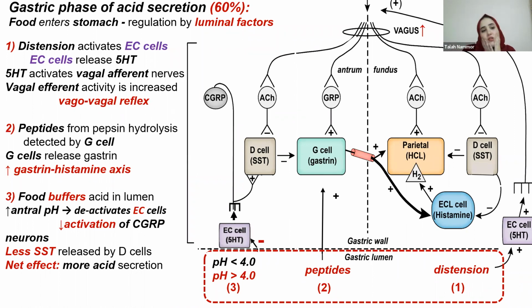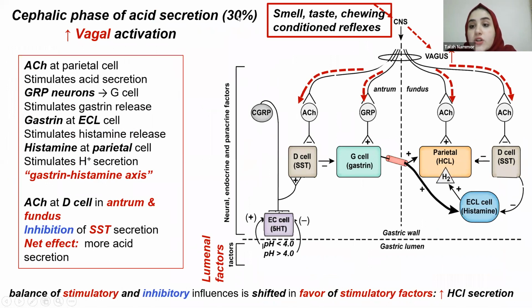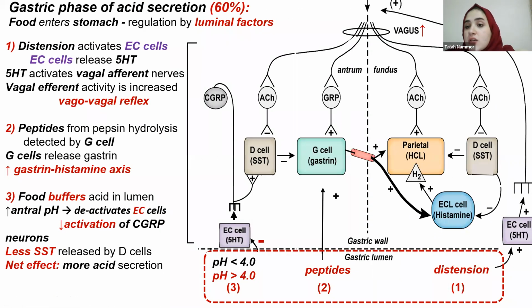Moving on. Now the food is in our esophagus. It's no longer in our mouth. It's about to enter the stomach. So we have certain factors that will increase the acid secretion. If you can see, here the acid secretion was 30% when the food was still in our mouth. But here, the acid secretion is 60%. Why? Once the food enters our stomach, it goes through the esophagus all the way down to the stomach.